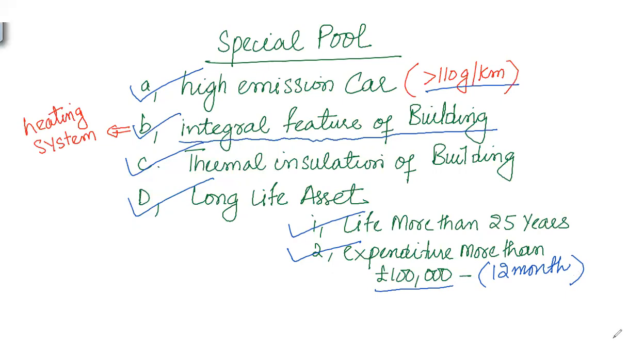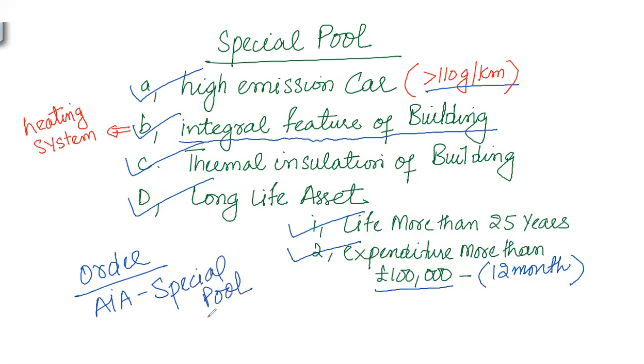Remember that we can claim AIA on special pool items as well, but on a car there is no AIA available. So except for point A, points B, C, and D can attract AIA on a special pool. If there are two types of asset, one a main pool item and the other a special pool item, then remember the order: first utilize AIA against the special pool item in order to maximize the benefits of capital allowance, and then use it on the main pool item if the value is available.